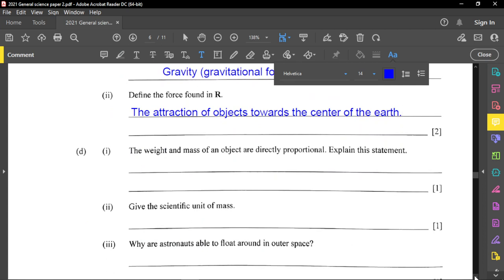But part D says the weight and mass of an object are directly proportional. Explain this statement. If they're directly proportional, it means that as one increases, the other will also increase. So as mass increases, because weight is dependent upon mass, the weight of the object also increases.